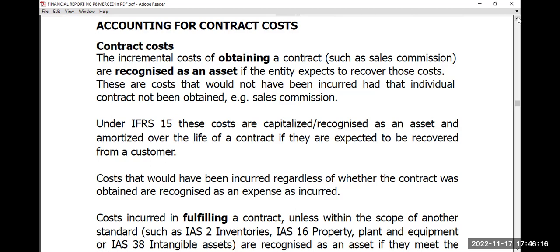So this is our last part, and we are going to be looking at how we are going to be accounting for the contract costs. We are looking at what the standard has on the costs that we should capitalize and the costs that we should expense. What are some of the costs that we are going to be expensing, and what are some of the costs that we are going to be capitalizing? Capitalizing means we are adding to the value of the contract.